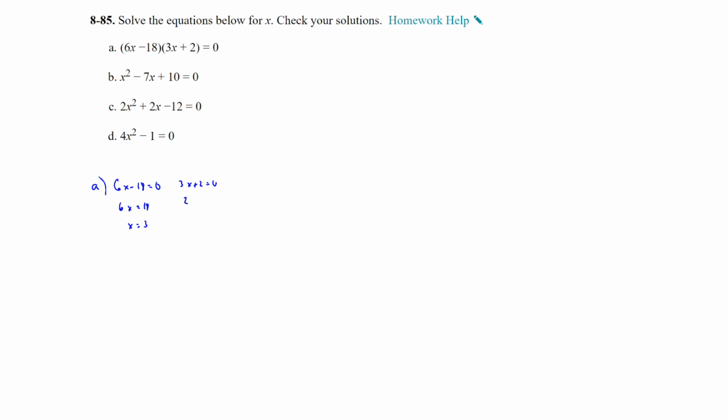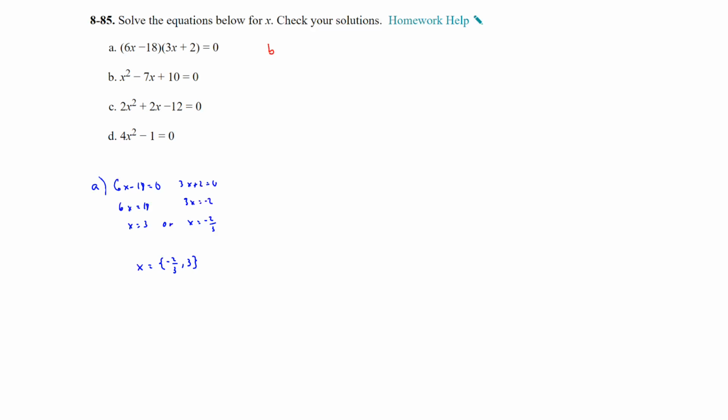And then on the second one here, we're going to subtract 2, divide by 3, and get x equals negative 2/3. So you can leave x equals 3 or x equals negative 2/3, or if you want to write it as a solution set, we can say x equals, with the curly brackets, negative 2/3 and 3.